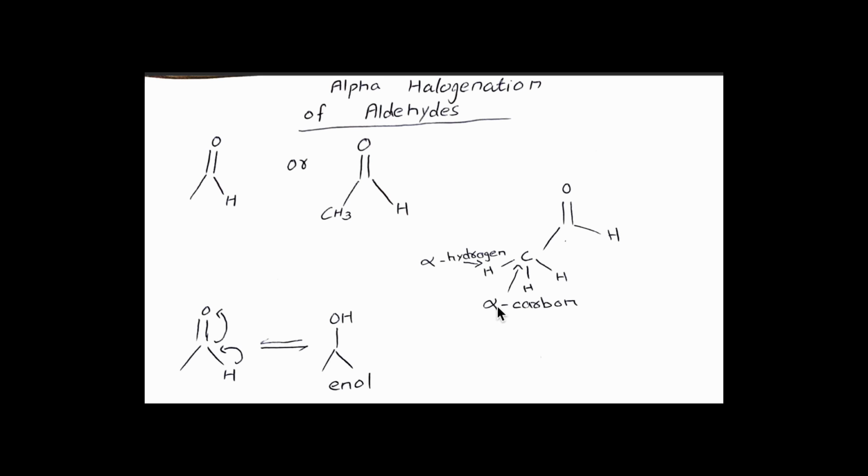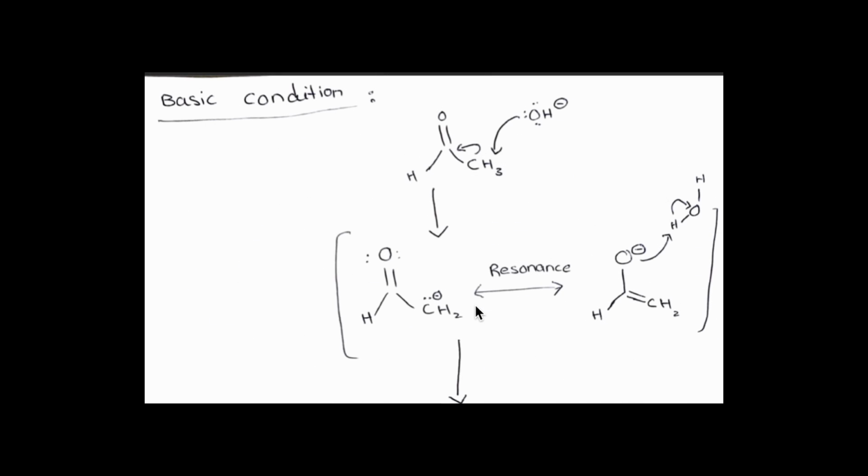Whenever an aldehyde undergoes halogenation, first the enol structure will form, and then the substitution of the halogen will occur. Enol will form in two different ways. The first is acidic conditions, I mean using acid, and the second is base. So we can form enol with the base catalyst or with the acid catalyst. Now we will talk about both ways.